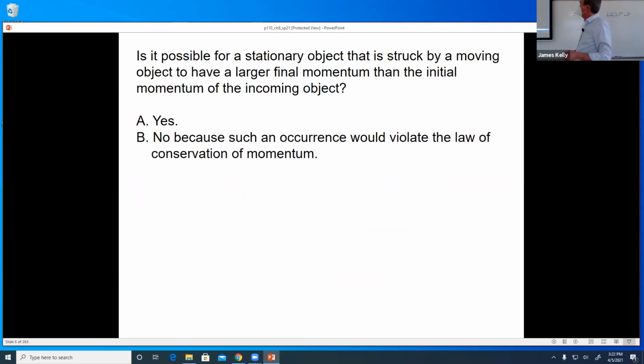One more, I think this is the last thing for chapter 7. Is it possible for a stationary object that is struck by a moving object to have a larger final momentum than the initial momentum of the incoming object? Yes or no?